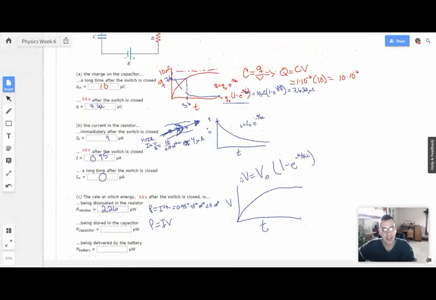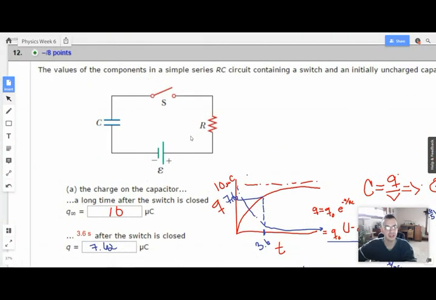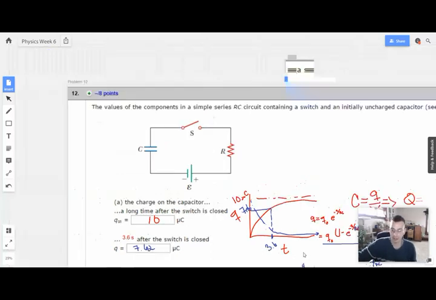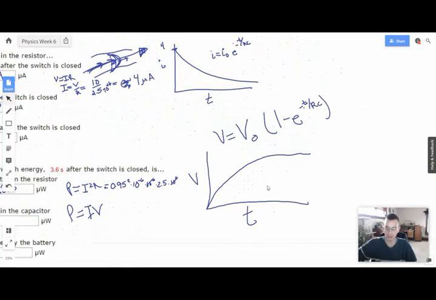So the maximum voltage is at the end. The way to think about this is the voltage drop across the resistor is V equals IR. In the beginning there's going to be a lot of current going through the circuit, but at the end there's going to be no current flow. Therefore, there's no voltage drop across the resistor, so all the voltage drop will happen across the capacitor. So the maximum voltage drop is going to be the full voltage, which will be 10.